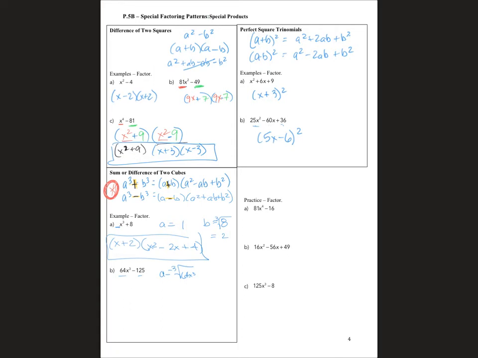And I should put x's here technically. No, I'll put x for this one. And then b is the cube root of 125. So a is 4x. 4x times 4x times 4x gives me that 64x cubed. B, the cube root of 125, is 5. 5 times 5 times 5 is 125. So using the difference of two cubes, a minus b, a squared plus ab plus b squared.